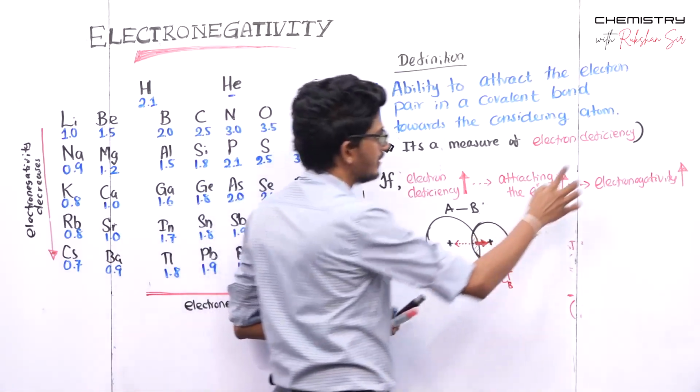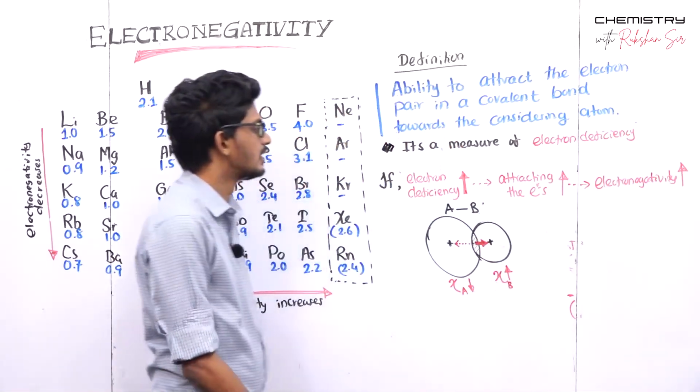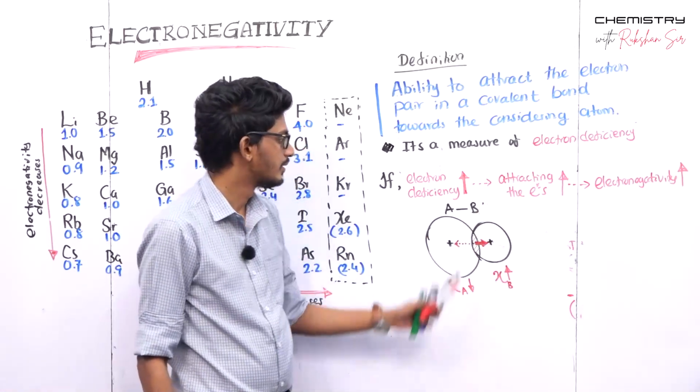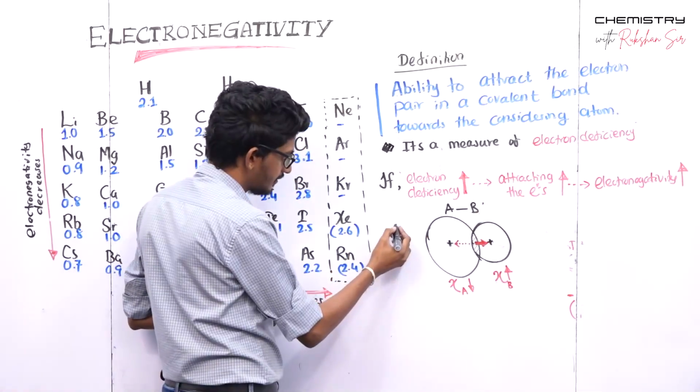Electronegativity is a measure of electron deficiency. But the electron deficiency is high, the electronegativity is high. This is about the size.